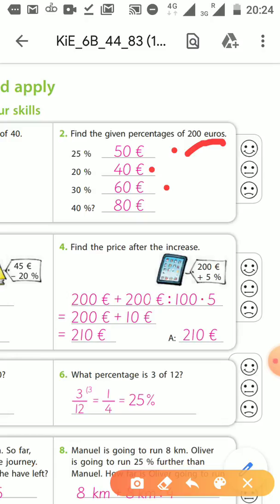Same for the final one, 40%. You know 10% of it is 20 euros, you move the decimal point to the left. So 40% is 4 times 20 euros, which is 80 euros.